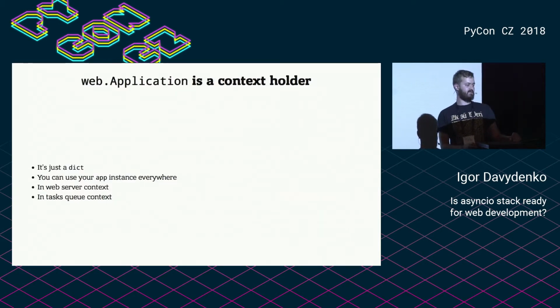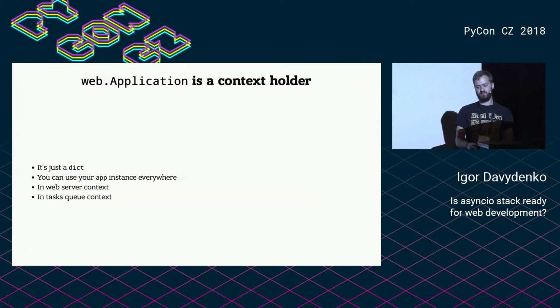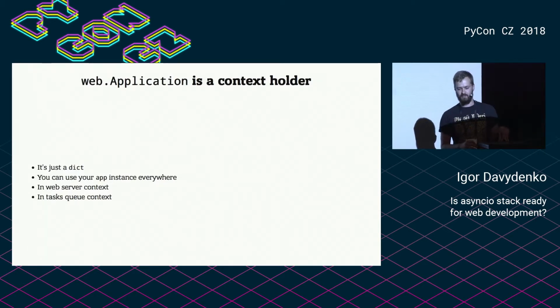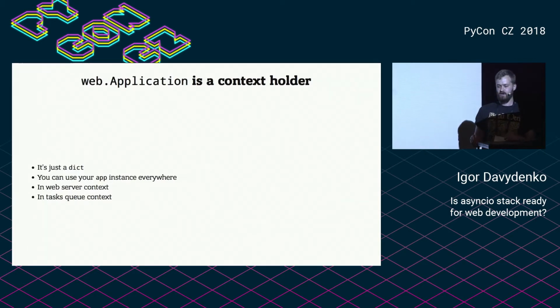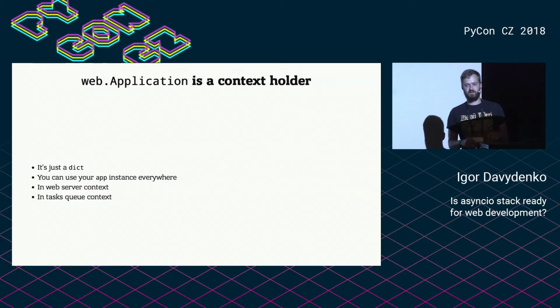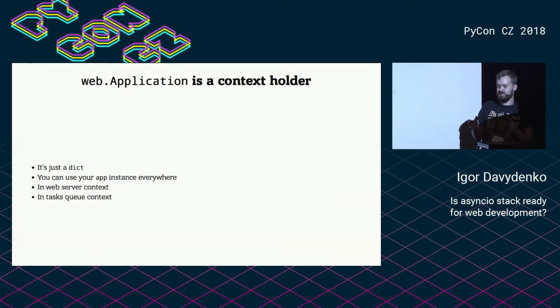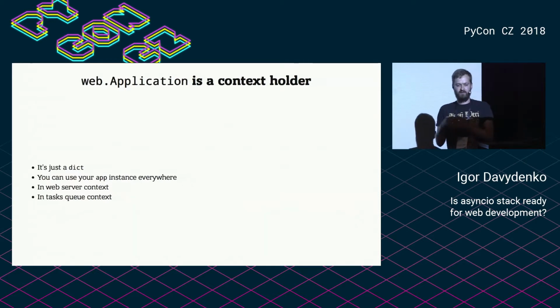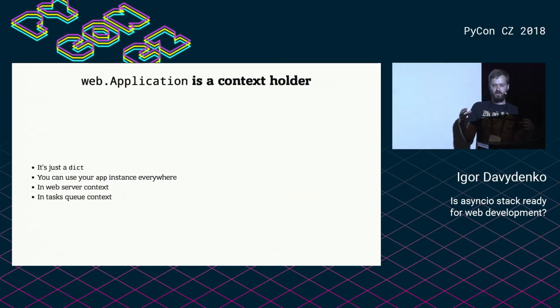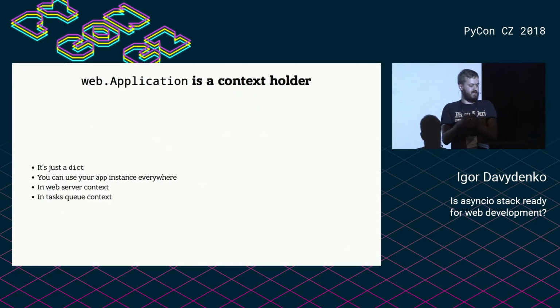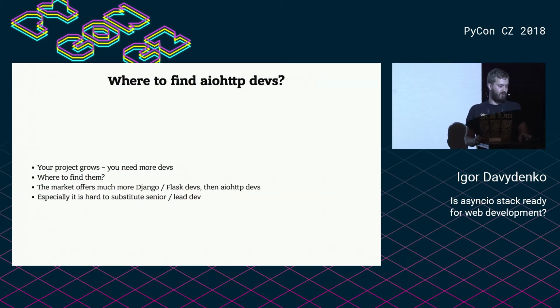The good thing is that the web application is a great context holder. We learned that it's a very easy way, because it's just a dict, and we can instantiate that dict and then pass it everywhere in our app. We don't need to use our app only inside the web context. We can use it in the web server context, in the task queue context, everywhere we want.